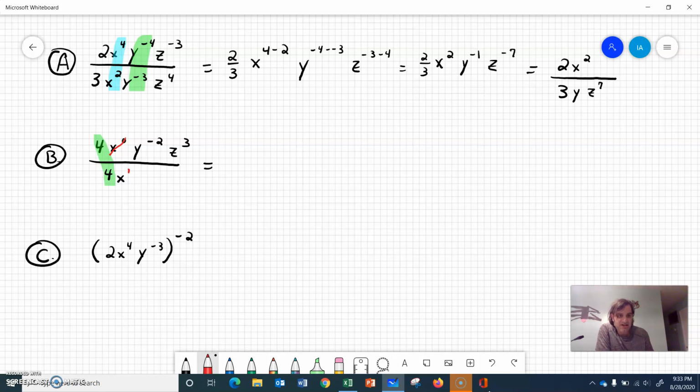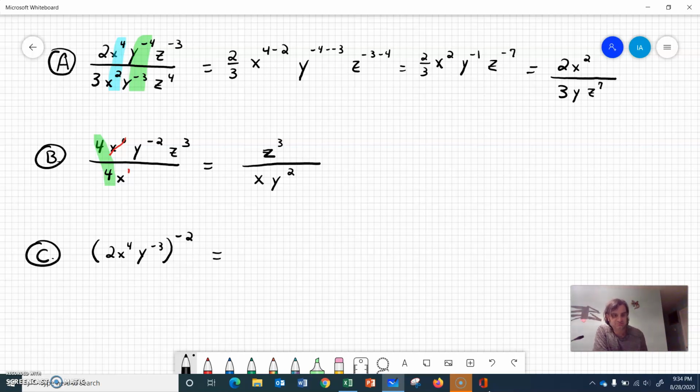Okay, but the y to the negative 2 doesn't have anything to combine with it, so it should go to the bottom, and the z cubed should stay up top. So as we play that out, we'd have 1, which we're not going to write, but we'll have x on the bottom. The y to the negative 2 will go to the bottom as y squared, and the z cubed will stay up top. So we will have z cubed over xy squared.